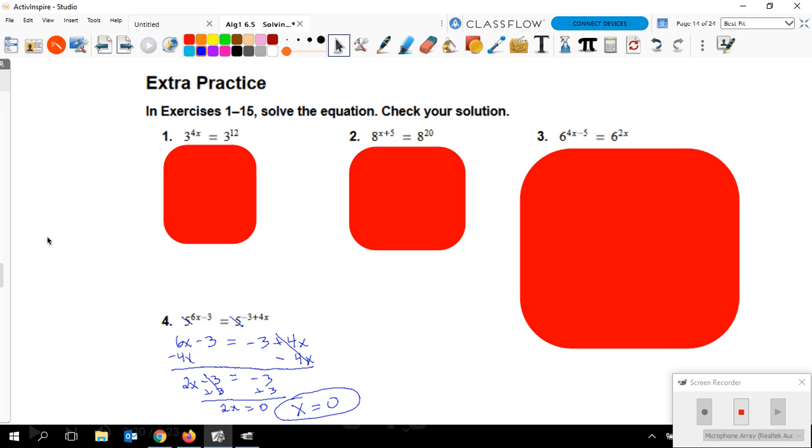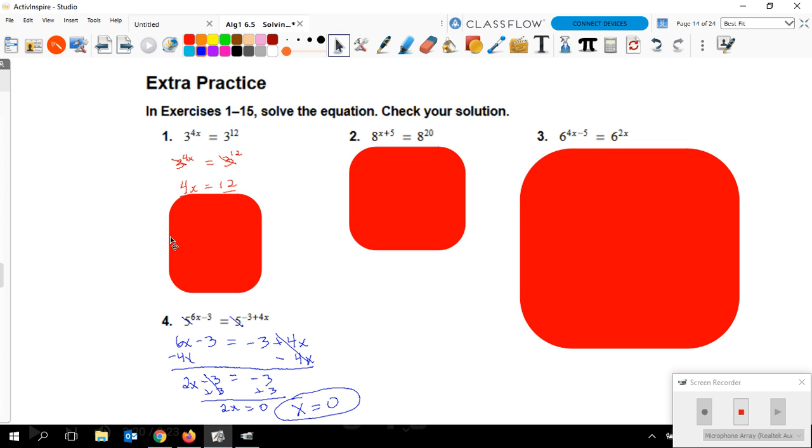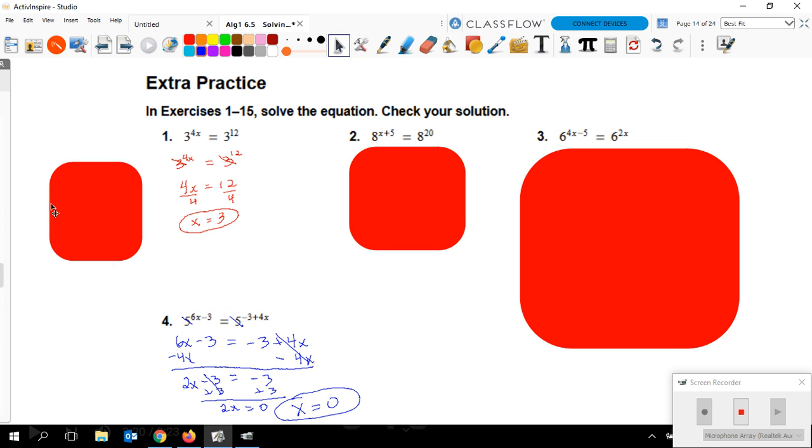All right, so you should have an answer for 1 through 3. Let's go ahead and see if you did these correctly. For number 1, first thing you would do is cross out the bases of 3, and that would then give you 4x is equal to 12. And then we would just divide by 4 to solve for x. 12 divided by 4, you would get x equals 3. So 3 is number 1.